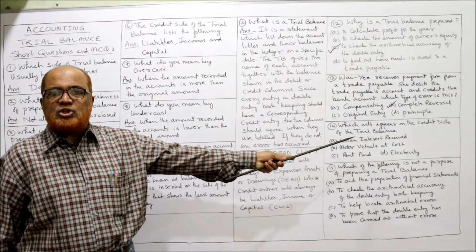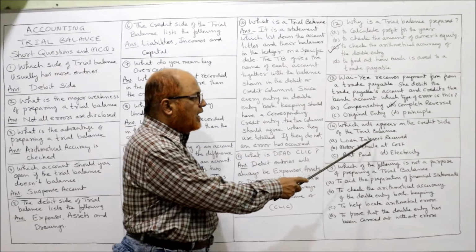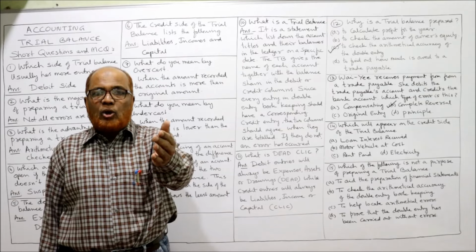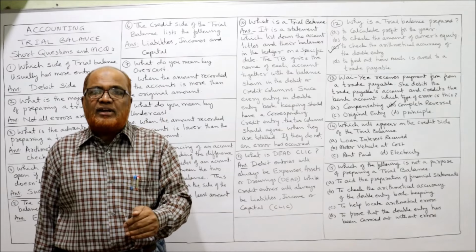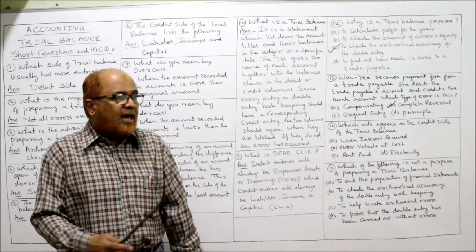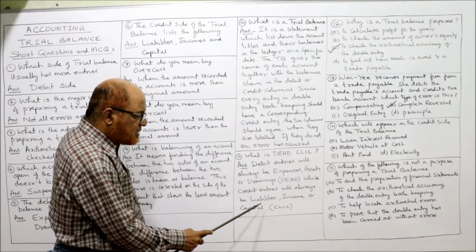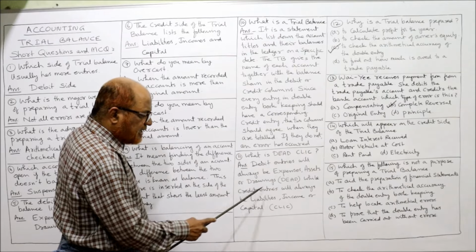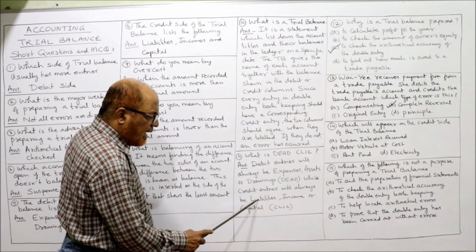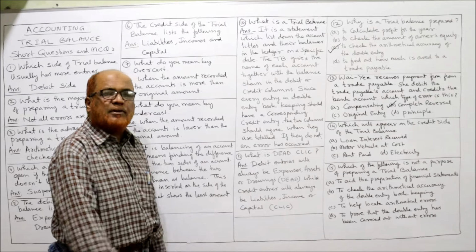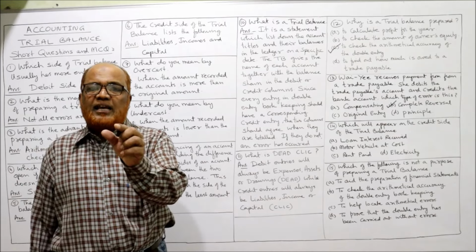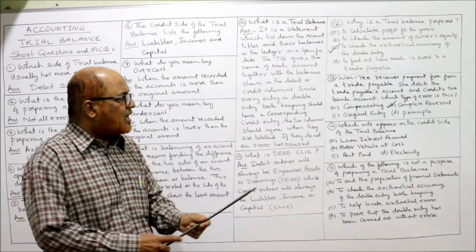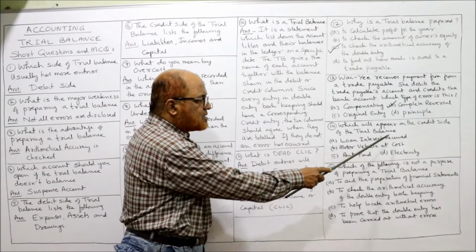Now which item will show credit balance? Loan interest received, it's an income. When loan interest received is given, it's an income, and income should be credited. Credit entries will always be liabilities, income and capital. If there is an income, it will be credited. So our correct answer is loan interest received.